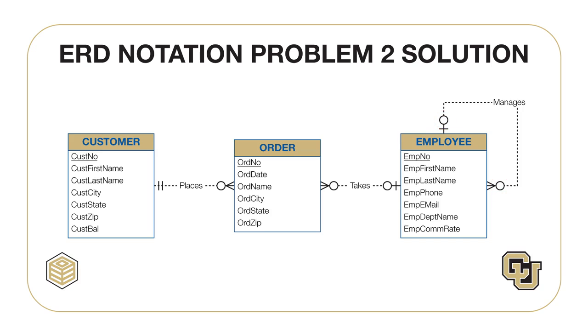All data types should be variable length character strings, varchar, except for emp.no and emp commission rate. Emp.no should be integer and emp com rate should be decimal.